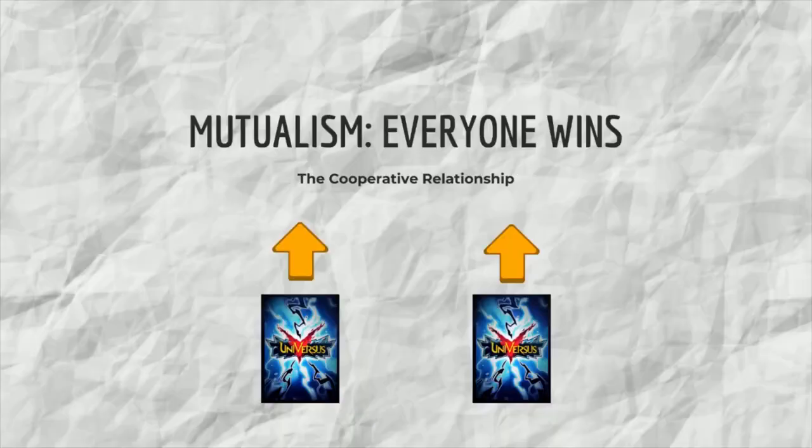Mutualism, everybody wins, a cooperative relationship. In this relationship, two cards both benefit from the existence of each other. One card directly will gain effects because the other card exists, and that other card will directly gain effects or abilities or function because that first card exists. This is the best interaction to have, and you should be seeking it out anywhere possible.